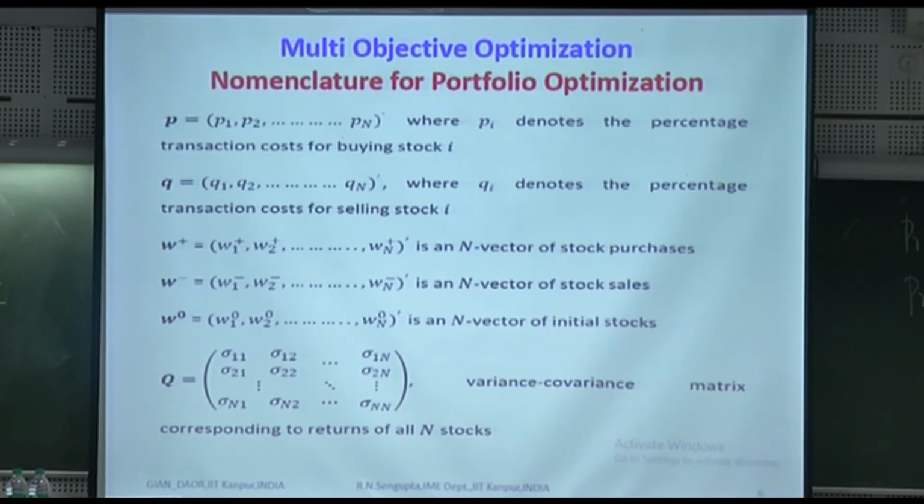So what I am also considering are these, in order to make the understanding clear. P is the percentage of transaction cost for buying a stock. Q is the percentage of transaction cost for selling a stock. They are not the same. W plus and W minus, the third and fourth vectors given, are the n vectors of the number of stocks purchased.